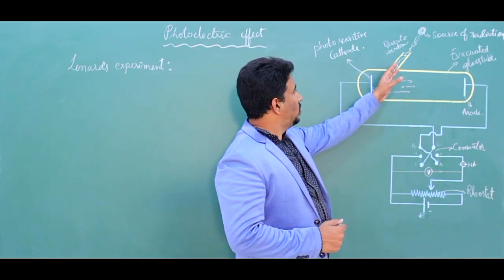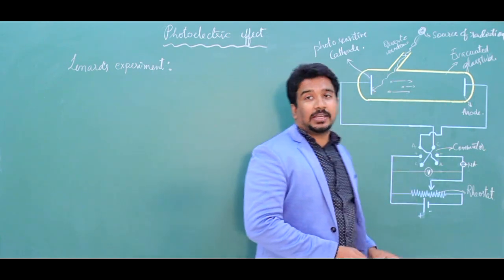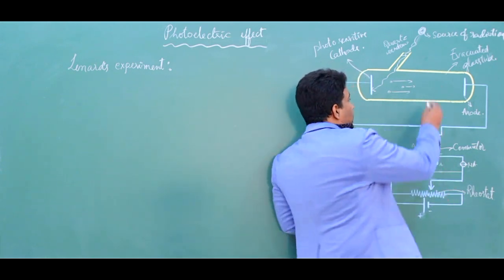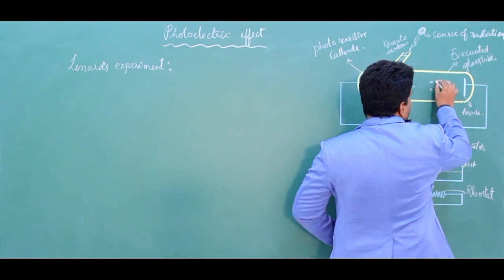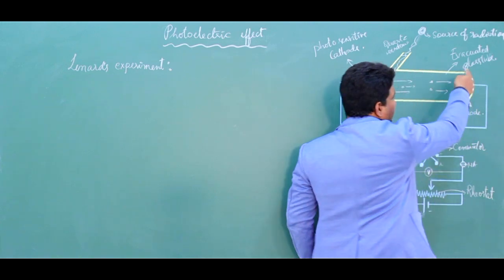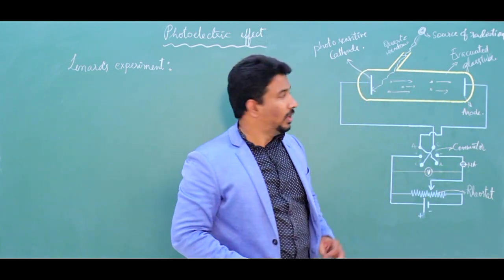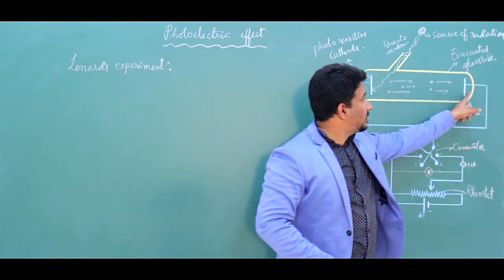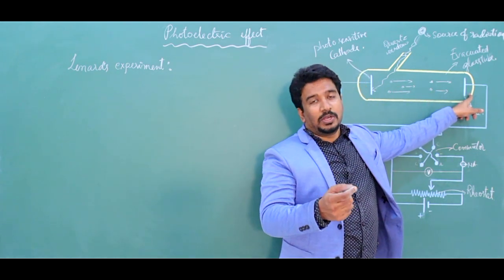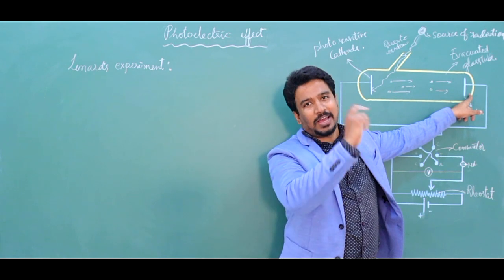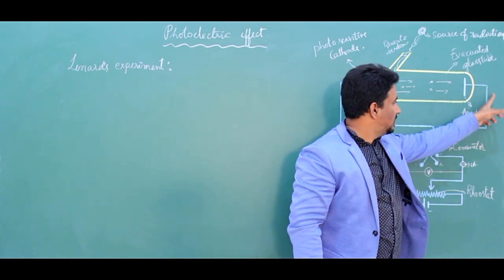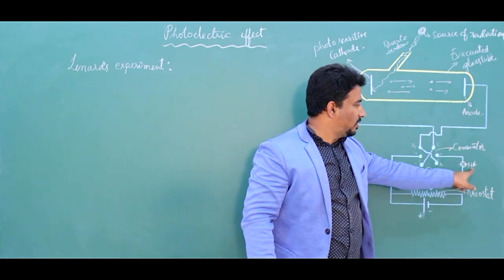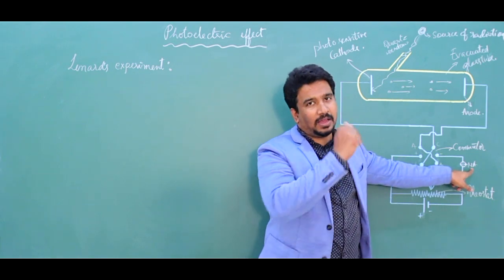Look, as soon as UV radiation falls on the emitter plate, what happened? Electrons are emitted, and these electrons are attracted by anode. So now when the UV rays fall, electrons are emitted, electrons are attracted by the anode. The positive anode attracts the electrons. These electrons will flow as current in the circuit, that will be indicated in the ammeter.